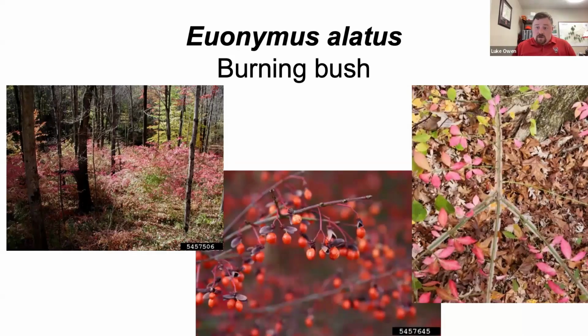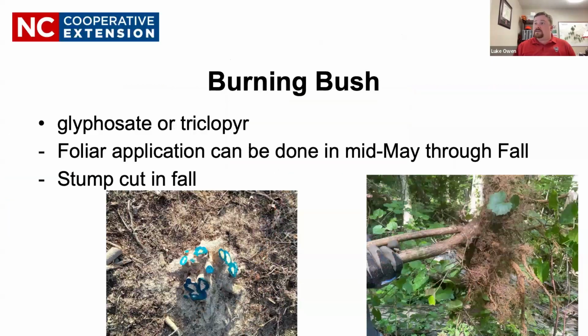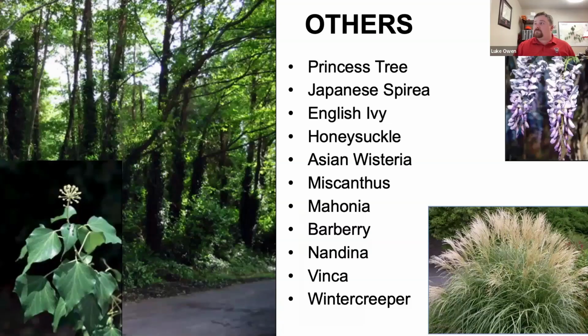The fall color is where it gets its name, burning bush, as bright red fall color. You can see it here in this woodland setting. Glyphosate or triclopyr is what's recommended for use here. Typically, a foliar application can be recommended again mid-May through fall, but cut stump treatment is going to be our ideal form of control here. If you can, be mindful that repeated applications are probably going to be needed, because the root system on a euonymus shrub can be pretty tenacious.